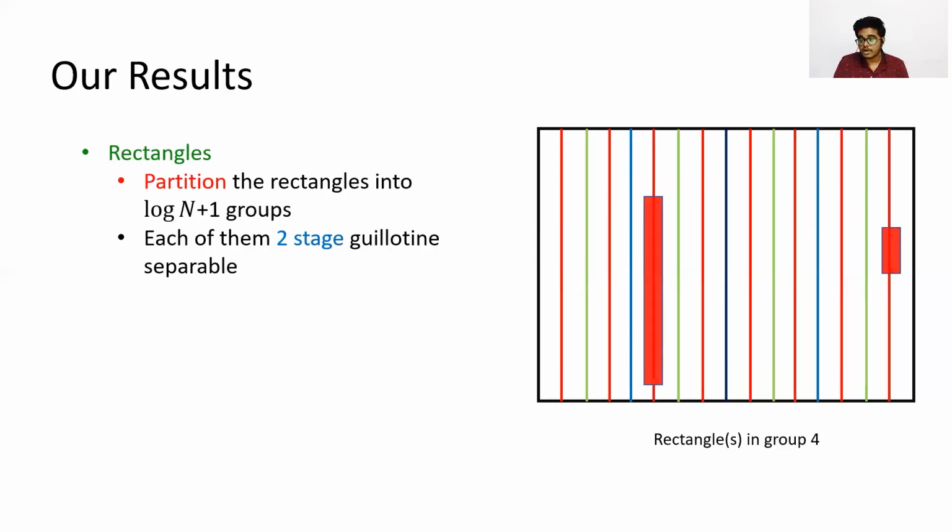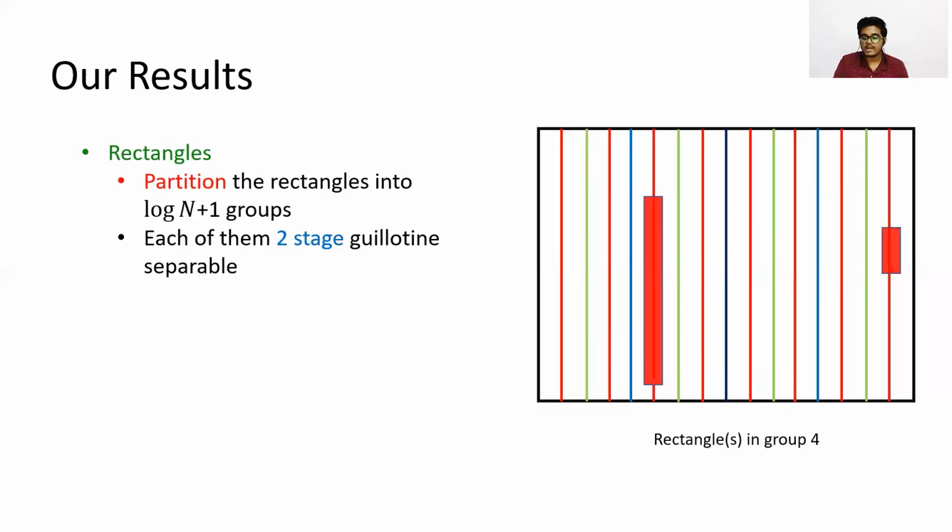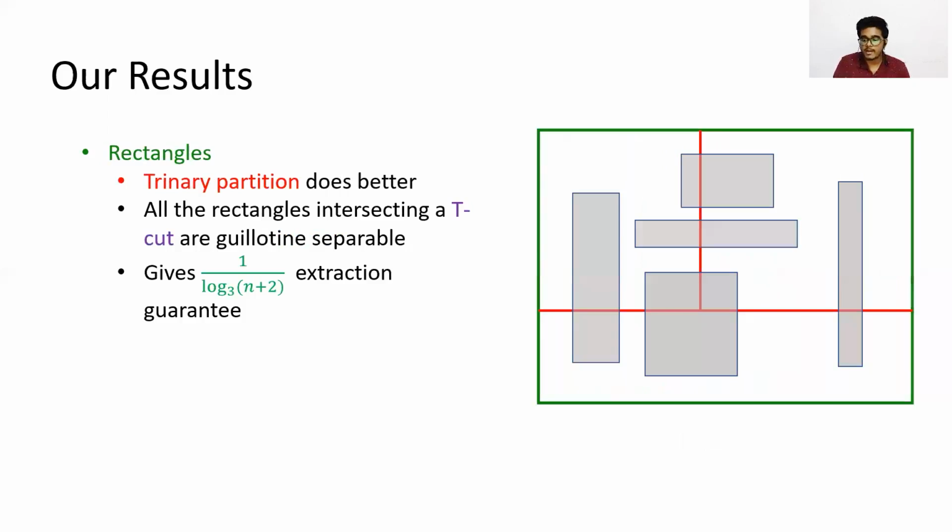By cutting along all the poles of lesser level, we get tiny strips, with all the rectangles in each strip lying in a vertical line. So we can just slice them horizontally. That's why it's two-stage separable. Instead of this binary partition, we can do some trinary partition, so we get an improvement in constants. We can extract 1/(log n + 2 to the base 3).